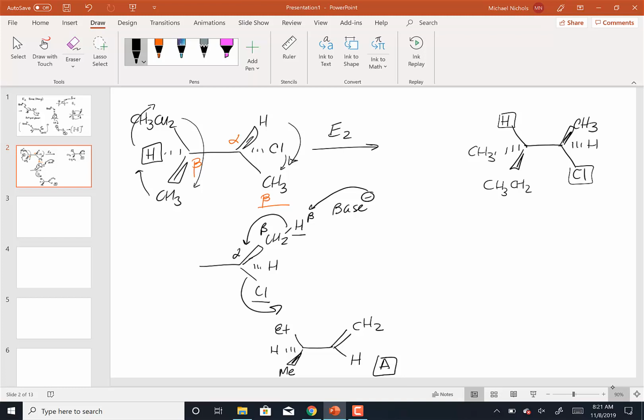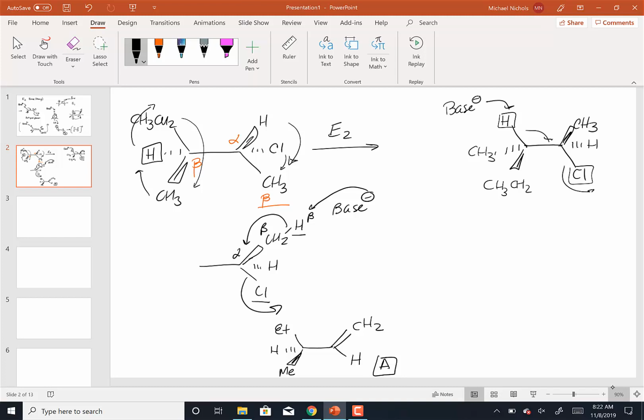So we manipulated these sawhorse projections if we had to rotate and do R and S on them, or better yet, we manipulated these not as sawhorses, but as Newman projections when we were writing all the conformations. So this is the same kind of procedure, except with the sawhorse. And you could do this with a Newman projection if you wanted to. The whole purpose is to get the hydrogen and the chlorine anti in the Newman projection. So once I have it like this, then my base comes in, grabs the hydrogen, this pair of electrons moves here, and the chlorine gets kicked off.